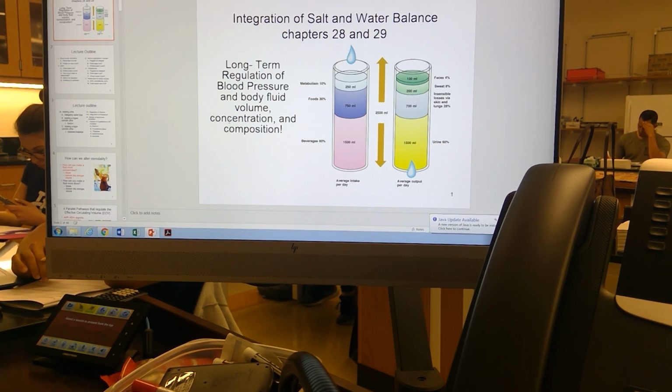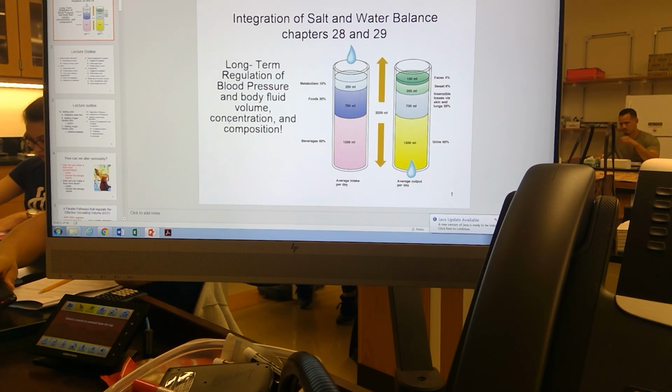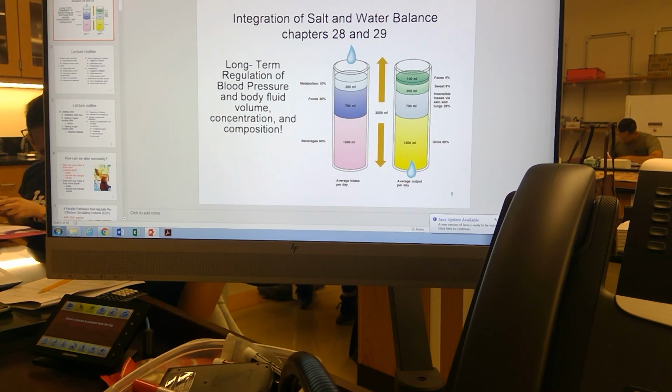In the very first lecture for the renal system, it was actually a review of Unit 3, because it had everything to do with Starling forces. Starling forces explained filtration. Please review your Starling forces with respect to filtration across the glomerular filtration membrane.